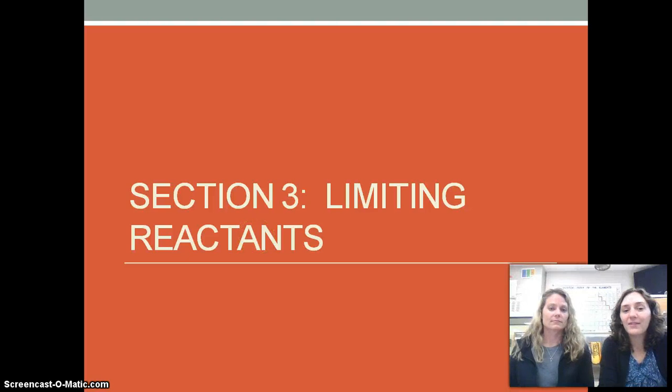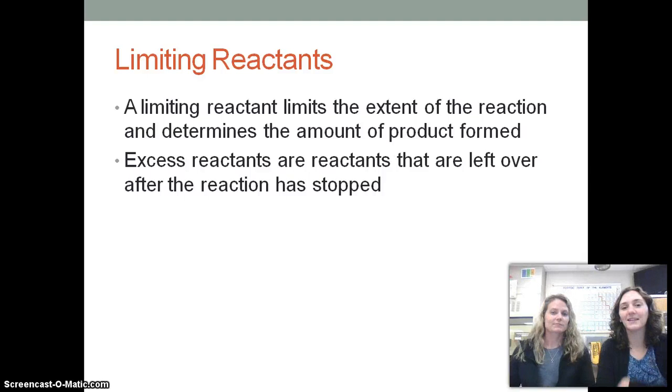Section 3, Chapter 11, we're doing limiting reactants. A limiting reactant limits the extent of the reaction and determines the amount of product formed. So think about the word. It limits how much you can produce because it's a smaller amount than maybe you have of the other one.